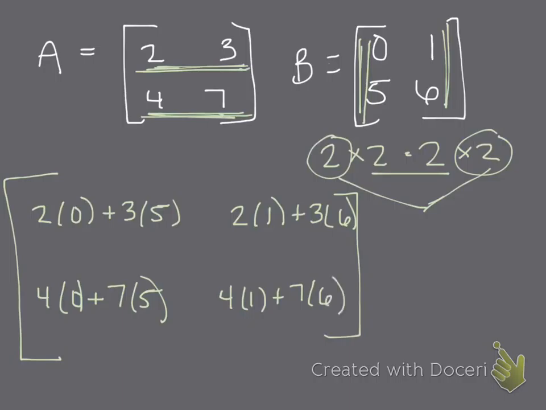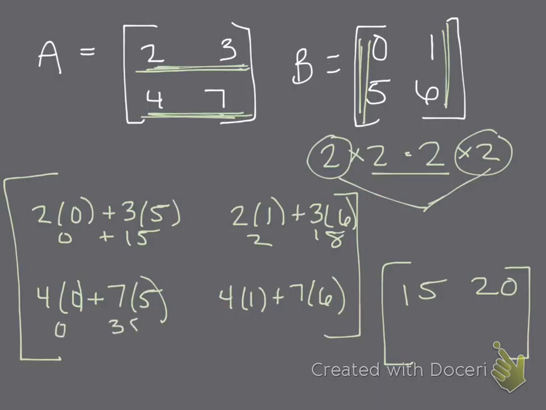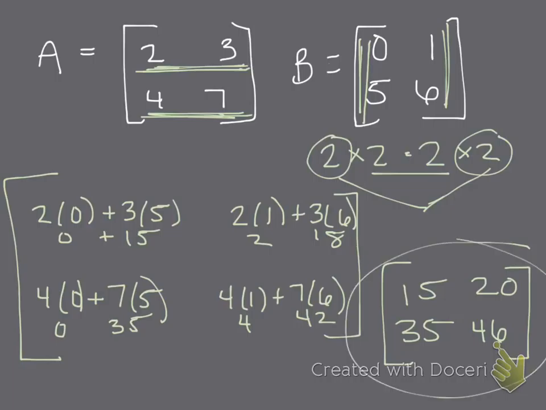Now you just need to go through and calculate that. So 2 times 0 is 0. Plus 15. So in our first spot we get 15. This is 2, this is 18. So in the next spot we get 20. This is 0, this is 35. So we get 35. This is 4, this is 42. So in the last spot we get 46. So there is our answer by multiplying A times B.